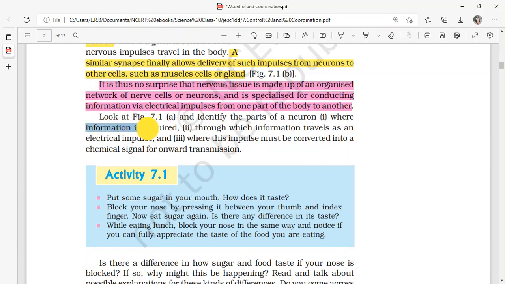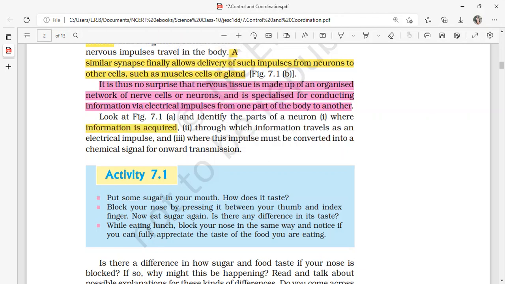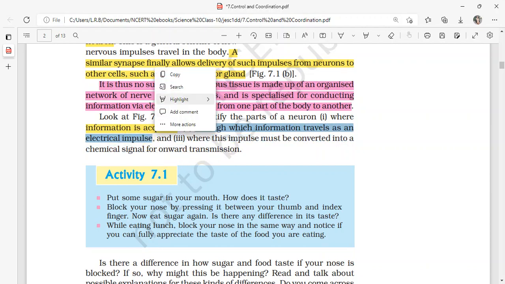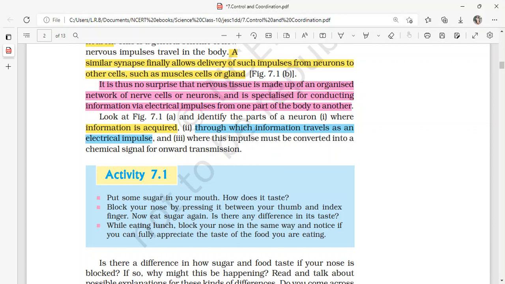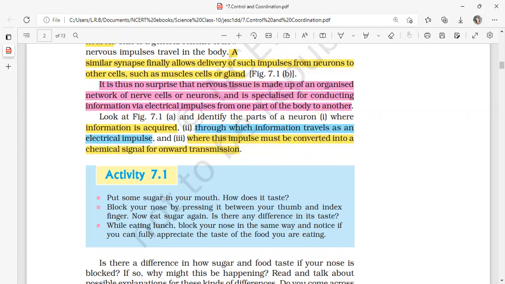So in the nerve cell, where information is acquired is at the start of the neuron, that is the dendrites. Dendrites acquire the information, and through the axon, information travels as an electrical impulse. Where this impulse must be converted into a chemical signal for onward transmission is at the nerve endings or at the synapses. So these are the answers.